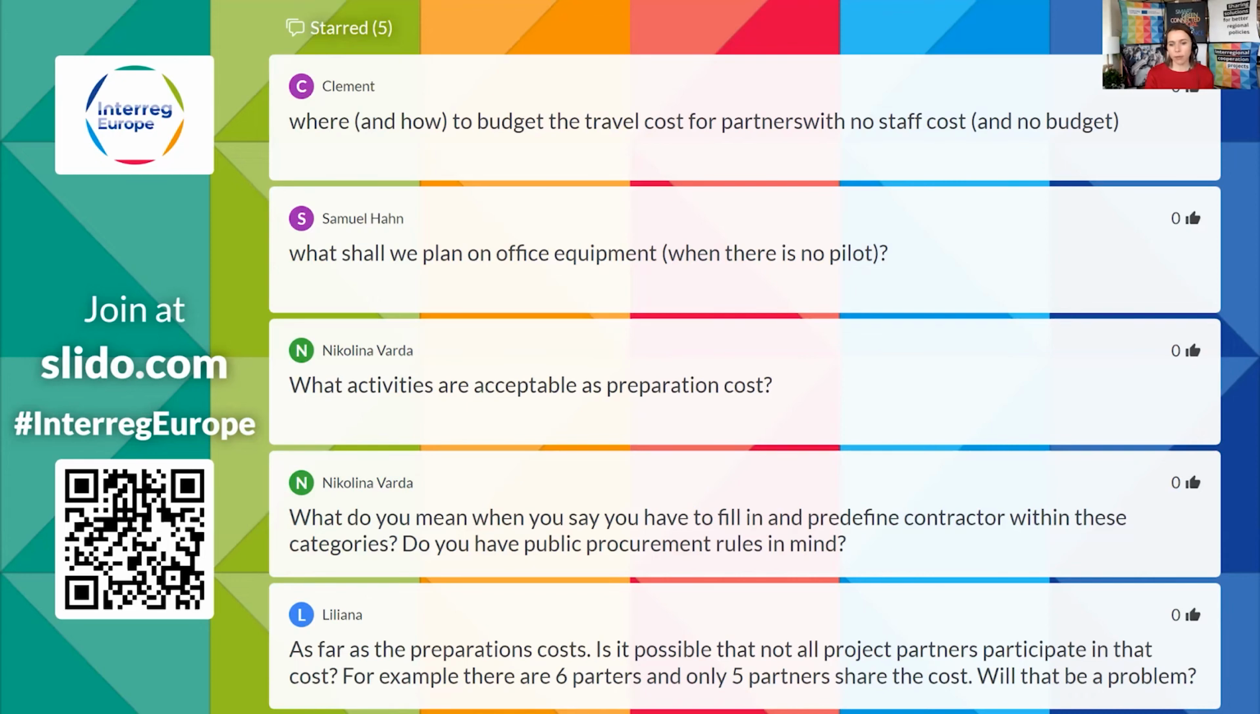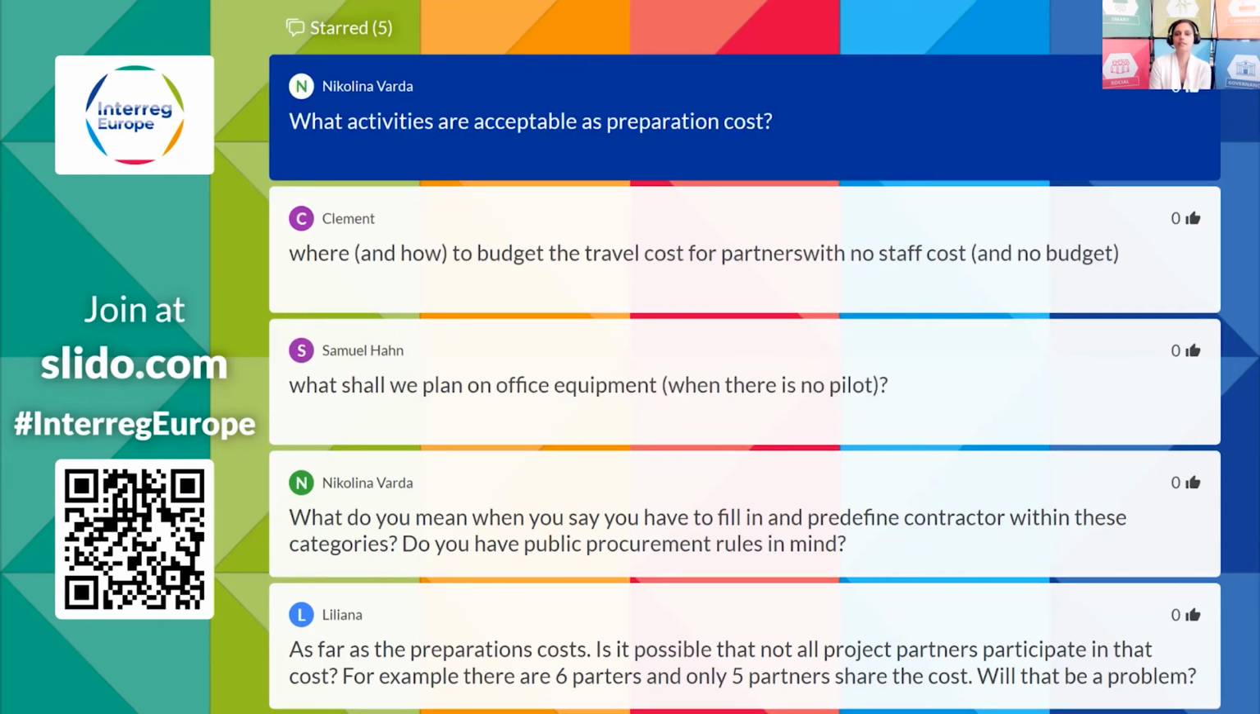Ilaria, what activities are acceptable as preparation costs? Well, the preparation cost lump sum covers all the activities that are linked to the preparation of the application. So the time you spend on filling in the application and working with the partners, if you are the lead applicant, to define their needs, to fill in the budget, the proposal. So anything that is related to the preparation of the proposal is covered by the lump sum. Again, it is a lump sum, so we will not ask you to submit any document to prove anything. So it will be simply allocated to the budget of the lead partner and granted to the projects that are approved with the first progress support.